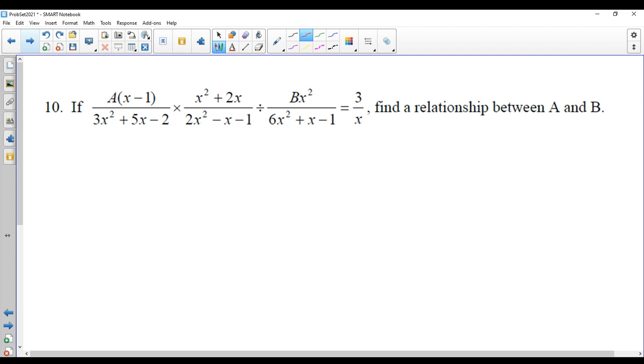A and B have some kind of relationship based on this thing here. At the end of the day, we want to know what that relationship is. Is A equal to B? Is A twice B? If this is equal to this, then what is that relationship between A and B?